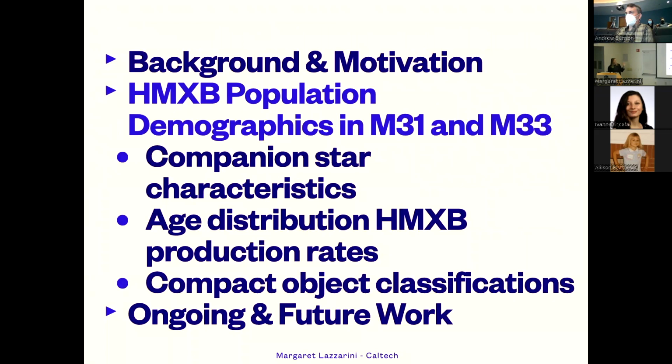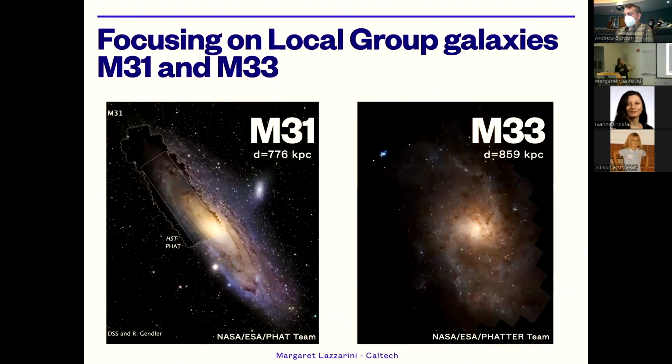So I'm going to dig now a bit more into the population demographics that we measure in M31 and M33. So just to give a little summary on these two galaxies, M31 and M33 are the two nearest large spiral galaxies to the Milky Way. They're at a fairly similar distance to us. And you can see this image on the left.